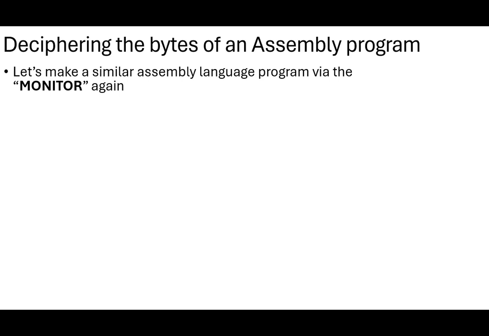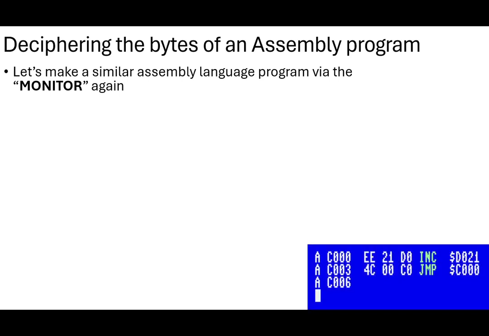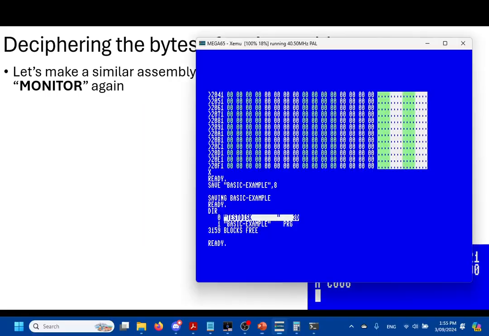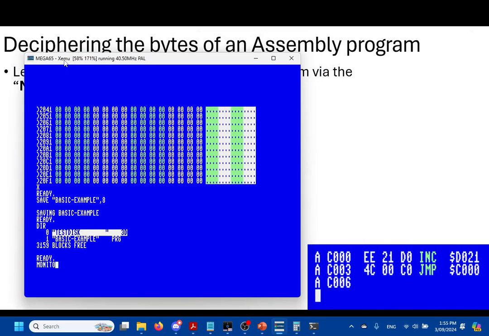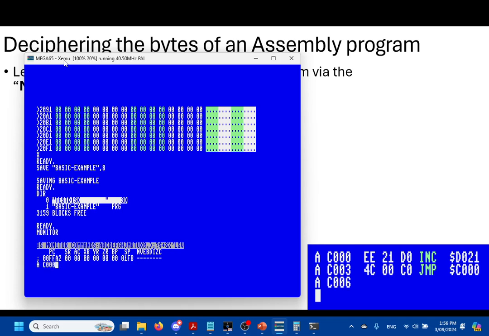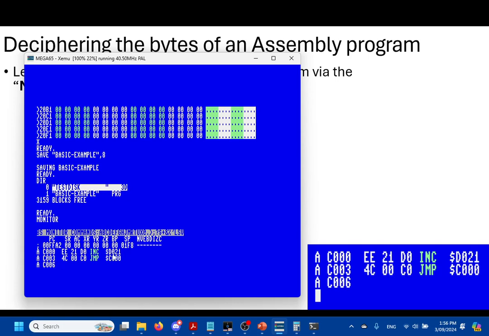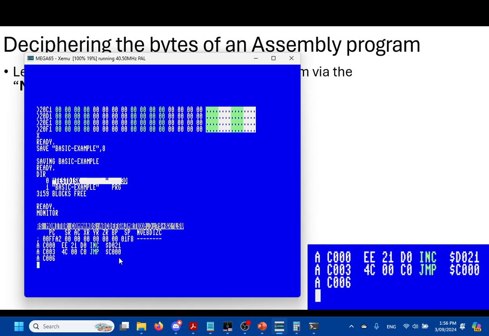So let's make a similar assembly language program via the monitor again, simply consisting of this. So we'll jump back to Zemu. Can I find it? Yep. Now if I were to type this in the monitor, I'll go to monitor and type assemble C000, increment D021, which is the same as 53281 in decimal, and then jump back to C000. So basically I'm just continuously incrementing the color of the background again and again, just looping over and over. I just press enter or return again to leave the assemble mode, and X.